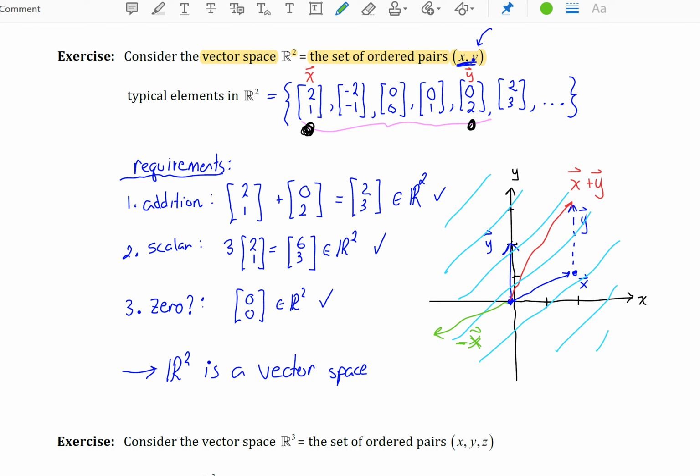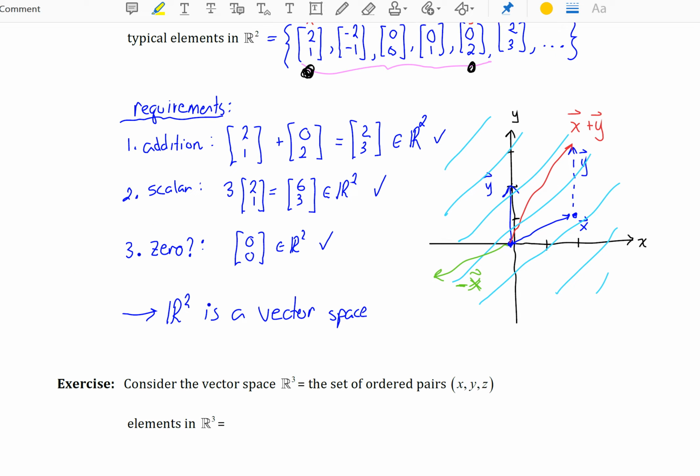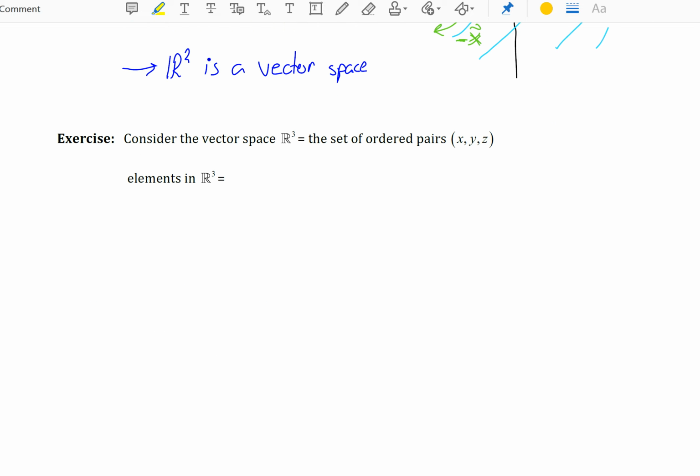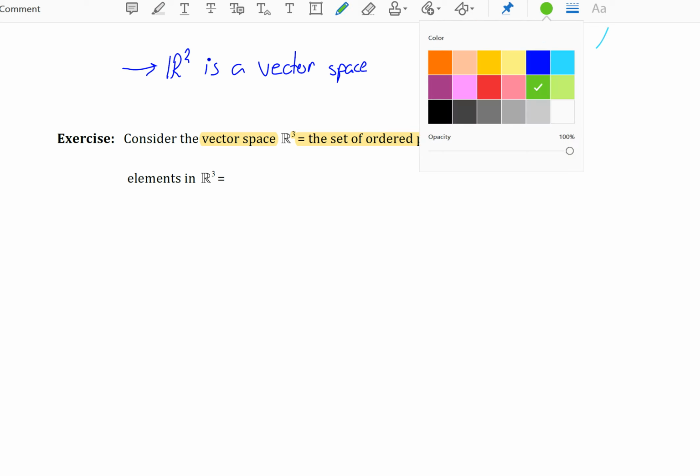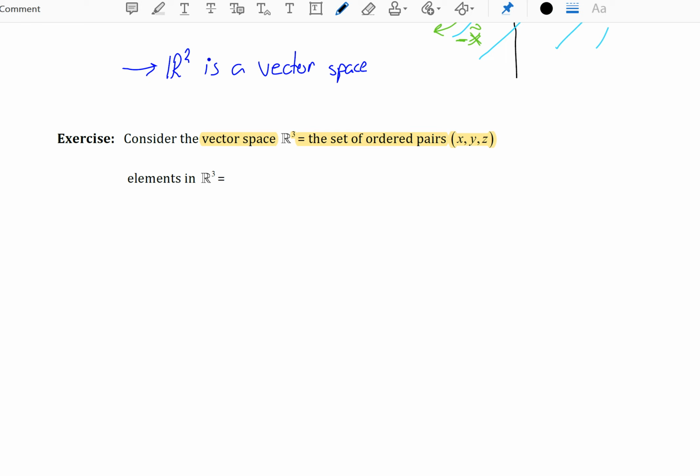The next vector space I'd like you to think about would be R3. R3 is the set of ordered triples. And I did recognize I said ordered pairs right there, so let's fix that. They're ordered triples. I think ordered triples only has 1 P, actually.